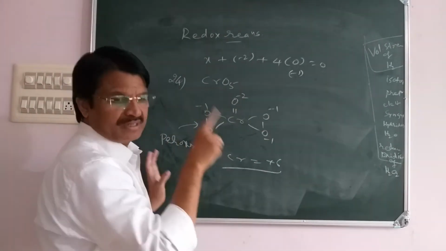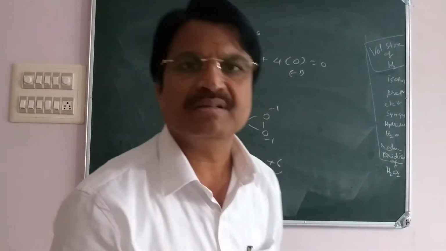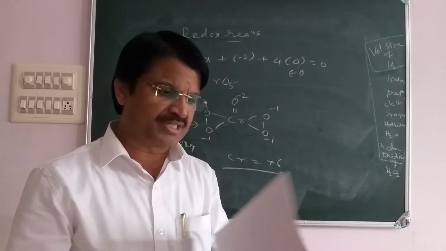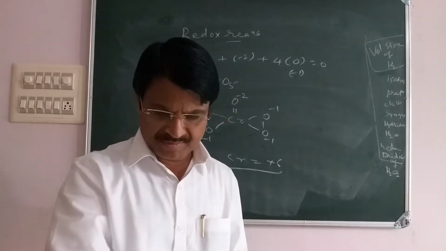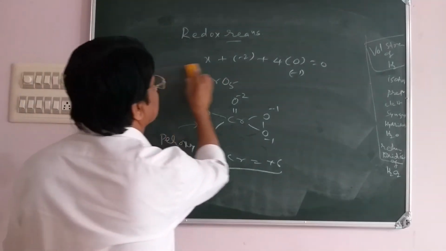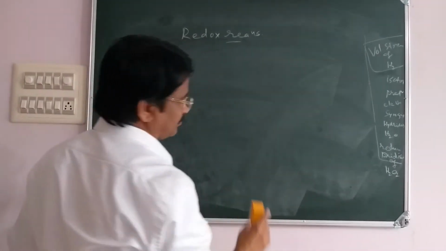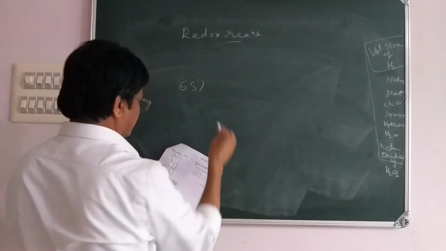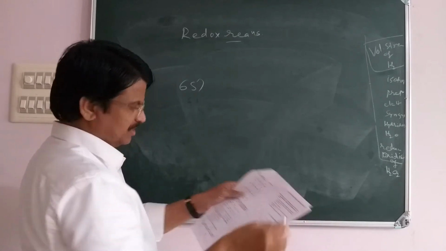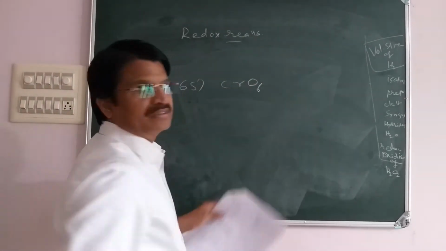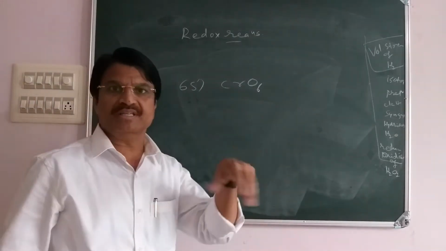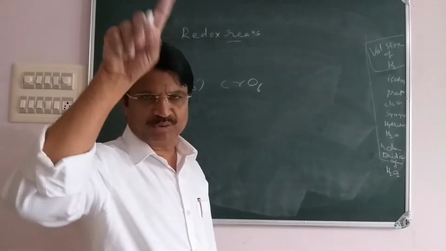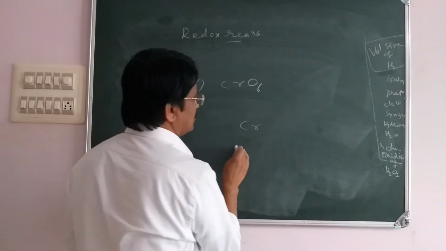The same type of question appeared in a 2019 competitive exam, question number 65 in the practice paper. What is the oxidation number of Cr in CrO6? Here in this question paper they give CrO6, not CrO5. What is CrO5? One is a double bond, I told you. But here, what is CrO6? See how to write.